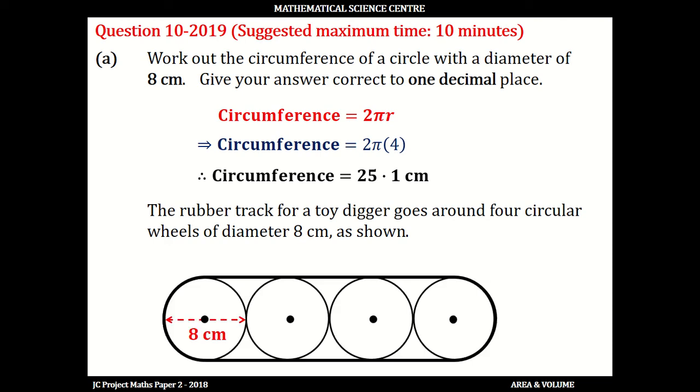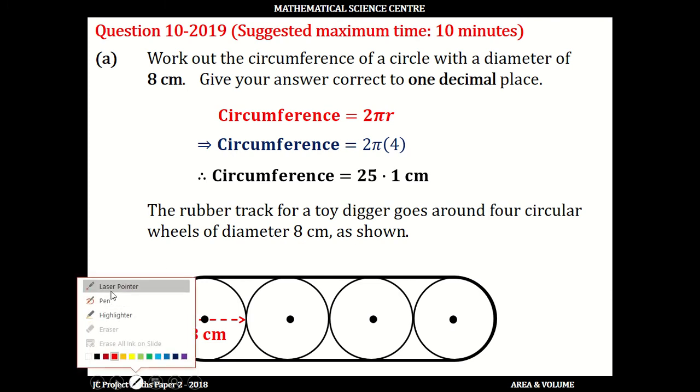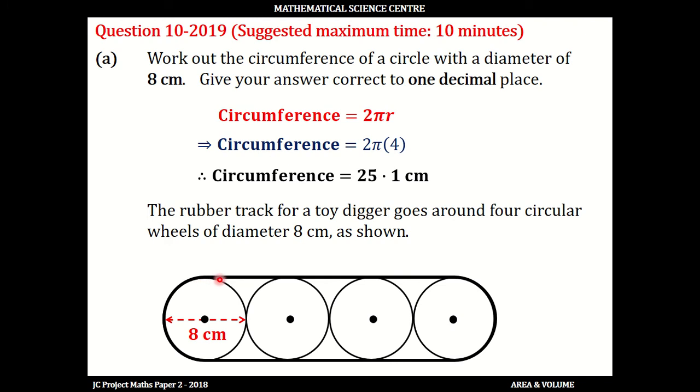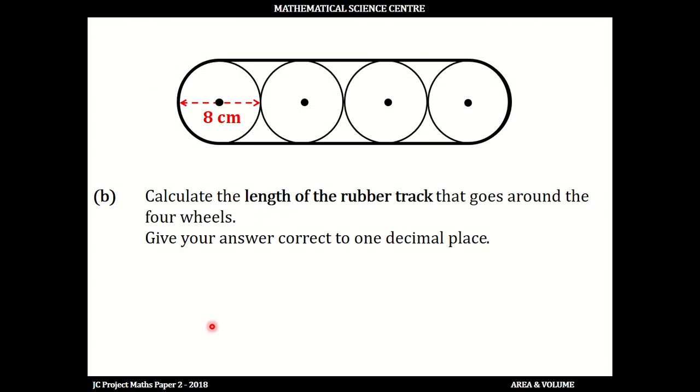And then we're told the rubber track for a tie digger goes around 4 circular wheels of diameter 8 centimetres as shown. So you can see here we've got this tie and we've got this rubber track which goes around the outer surface. Inside this, we've got 4 circles. Now, we are told this is diameter of 8. So, in part B then, we want to calculate the length of the rubber track that goes around the 4 wheels. Give your answer correct to one decimal place.